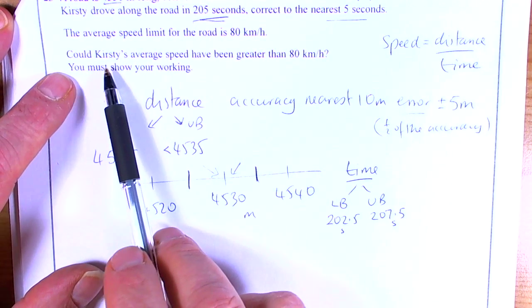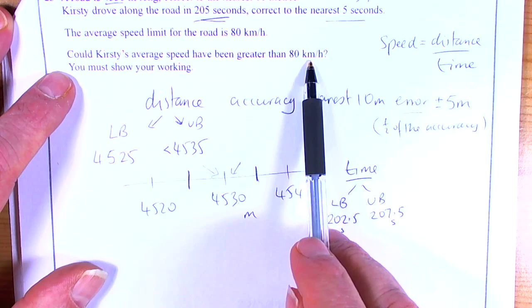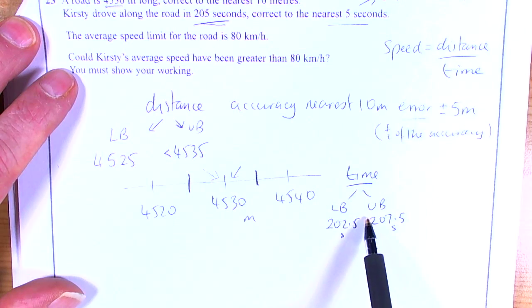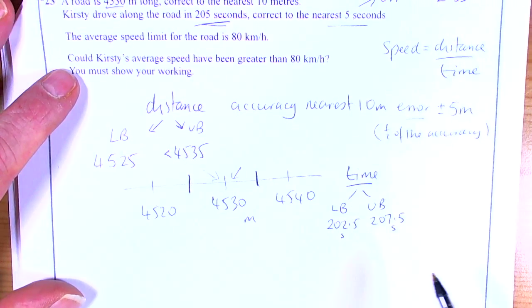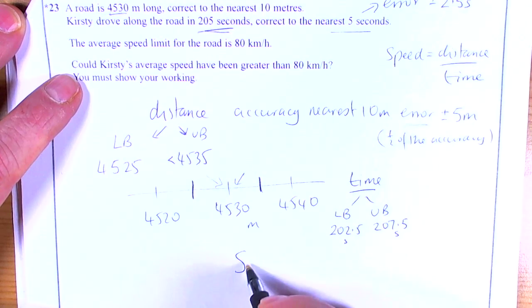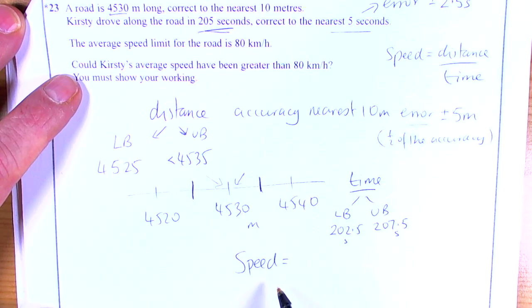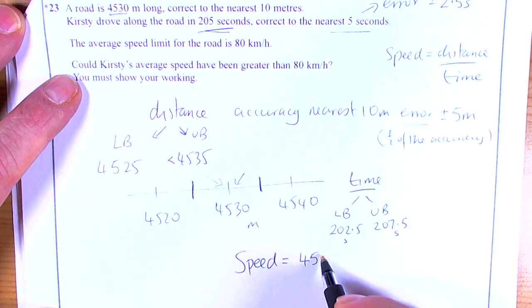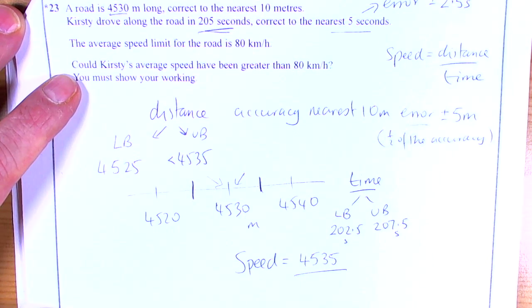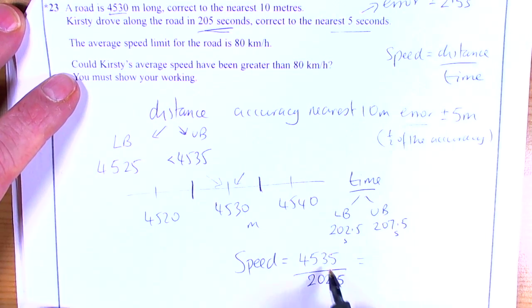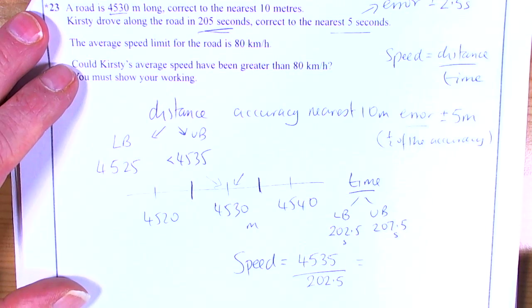It's asking us to check could the average speed have been greater than 80 kilometers per hour. So the first thing to do is work out the speed in meters per second, and then we'll convert it into kilometers per hour in a moment. So speed was the distance. Now we want to look at the greatest speed. So to get the greatest speed, we're going to need the largest distance divided by the smallest time. So we're going to divide by 202.5. In doing that calculation we'll end up with the largest possible speed.